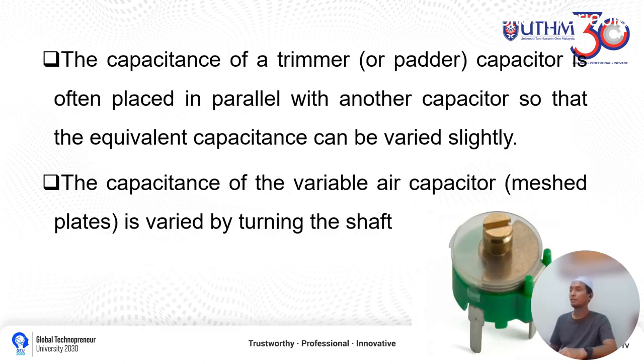Okay, so that's for the electrolytic capacitor, and now we go into the capacitance of a trimmer or pedal capacitor. It is often placed in parallel with another capacitor so that the equivalent capacitance can be varied slightly. So this is the variable capacitor. Usually it's in parallel with this other capacitor so that we can vary the value. The capacitance of the variable air capacitor is varied by turning the shaft. It can be turned manually or automatically using a mechanical motor or something.